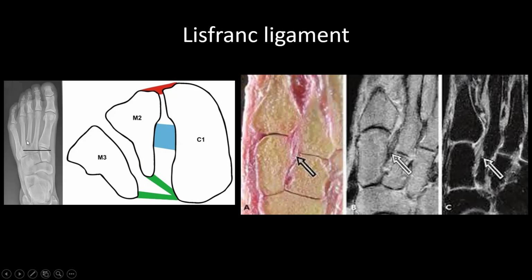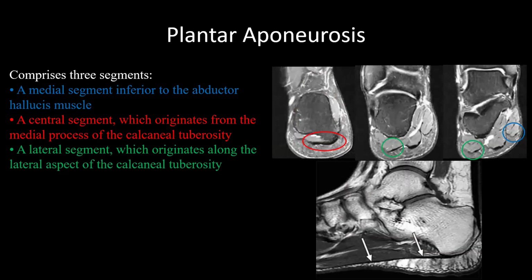So in maintaining the integrity of Lisfranc joint, this Lisfranc ligament is very important, and it has three components. It basically attaches the medial cuneiform with the base of second and third metatarsals. And if this ligament is torn, it can lead to disruption of this joint and abnormal widening and dislocation. So that is Lisfranc ligament.